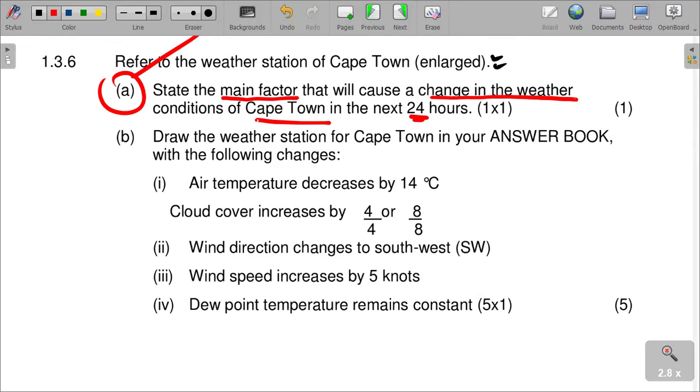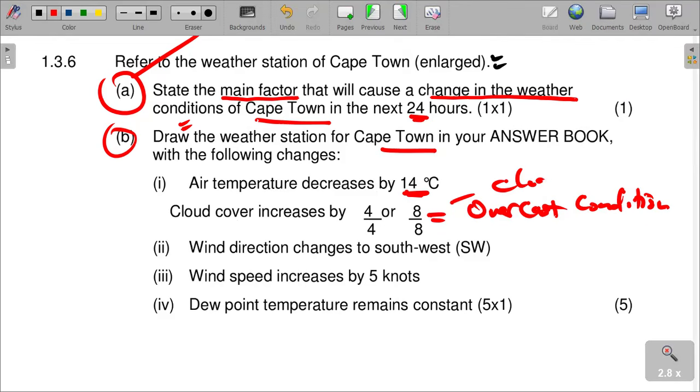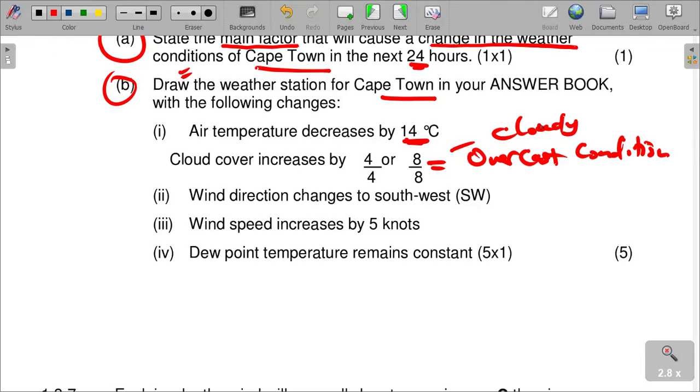And then we are also asked to draw. The next question says draw the weather station for Cape Town with the following changes. The temperature decreases by 14 degrees Celsius. Cloud cover increases by 4/4 or 8/8. When we talk about this, this is an overcast condition, which means it is cloudy, which is 4/4.